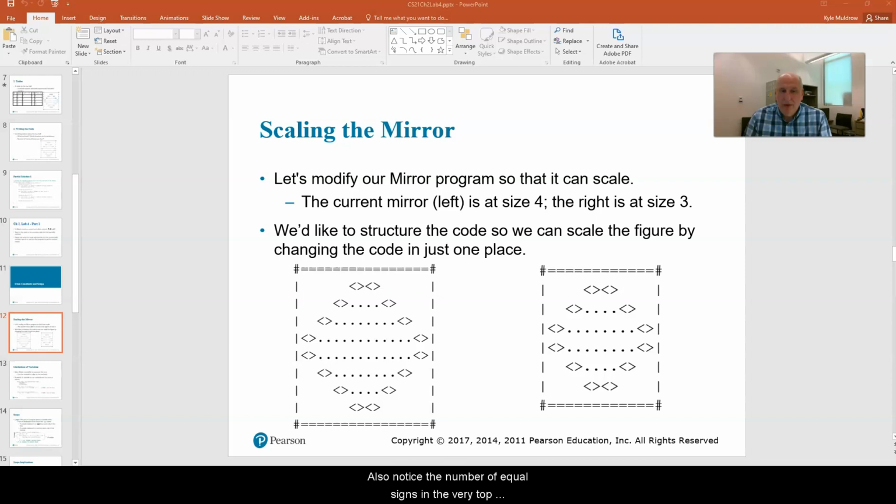Also, notice the number of equal signs in the very top line decreased. Here we have 16, which we use just a simple for loop to draw. But here, in the size 3, there's only 12. They decreased by 4.